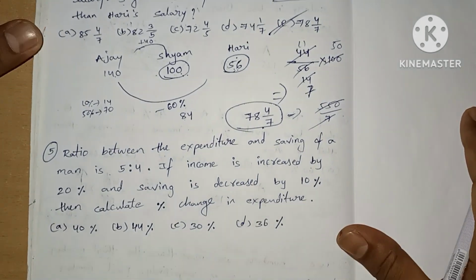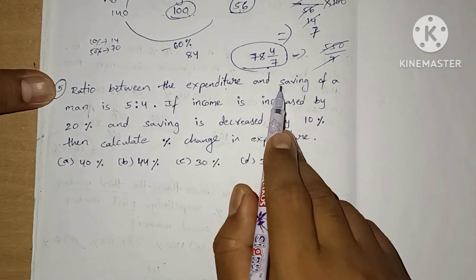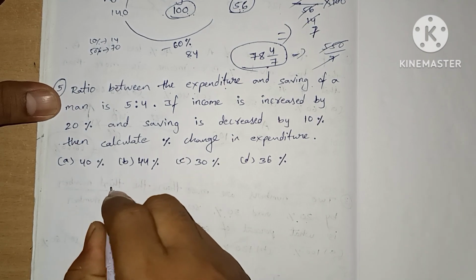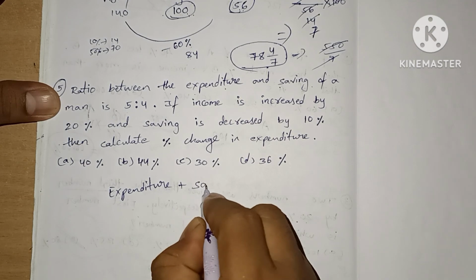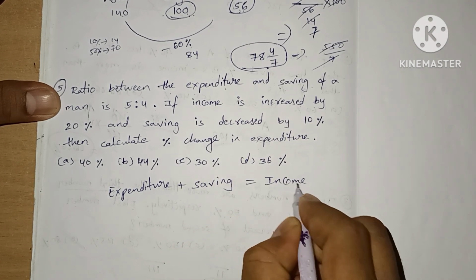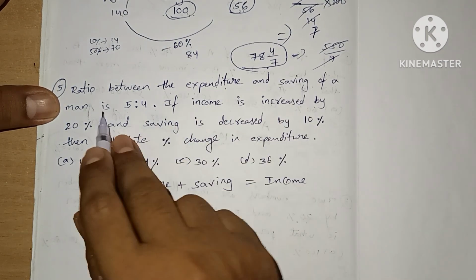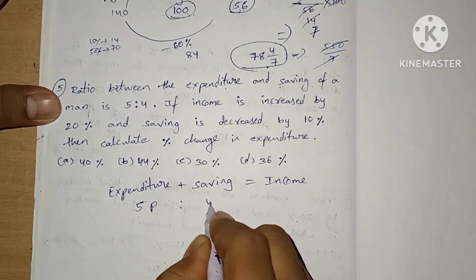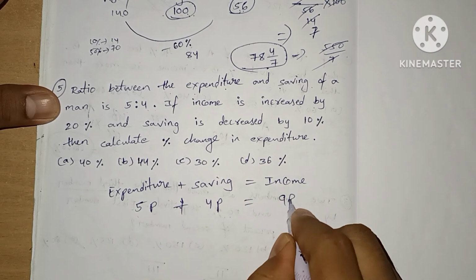Next, we are going to see question number 5. The ratio between the expenditure and savings of a man is 5:4. We know that expenditure plus savings is nothing but income. Here expenditure and savings are in the ratio 5:4. This is 5 parts and this is 4 parts. So total income is 9 parts.